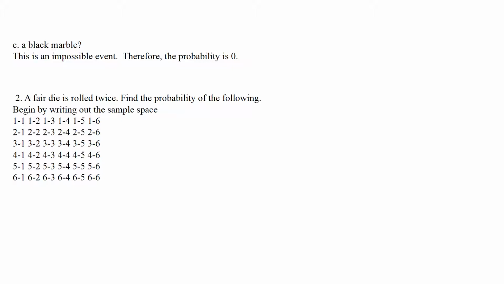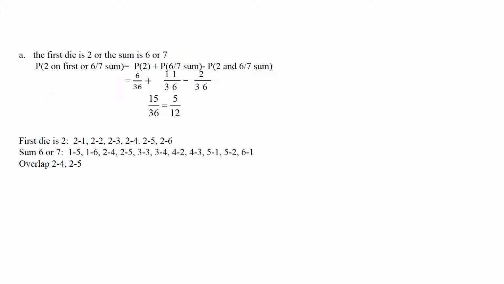This question is an OR question. You use the addition rule. The probability of a 2 on the first die is 6 out of 36. You could roll 2-1, 2-2, 2-3, 2-4, 2-5, 2-6. The probability of rolling a sum of 6 or 7 is 11 out of 36. You could roll 1-5, 1-6, 2-4, 2-5, 3-3, 3-4, 4-2, 4-3, 5-1, 5-2, 6-1.